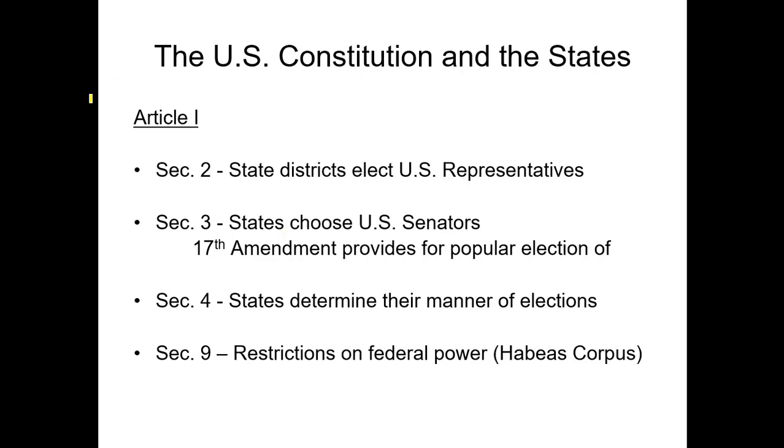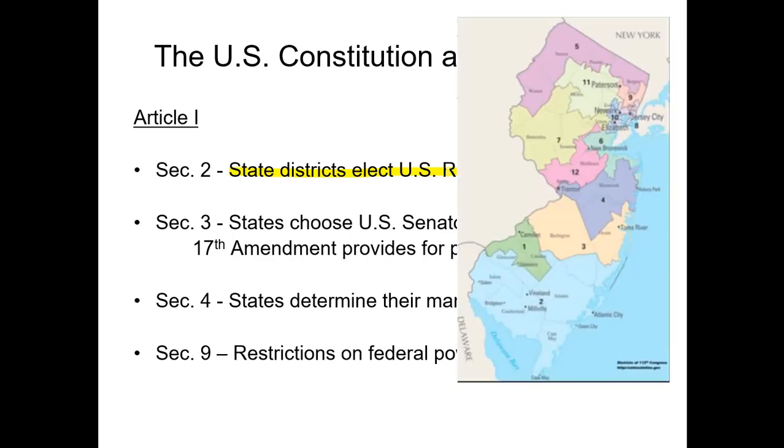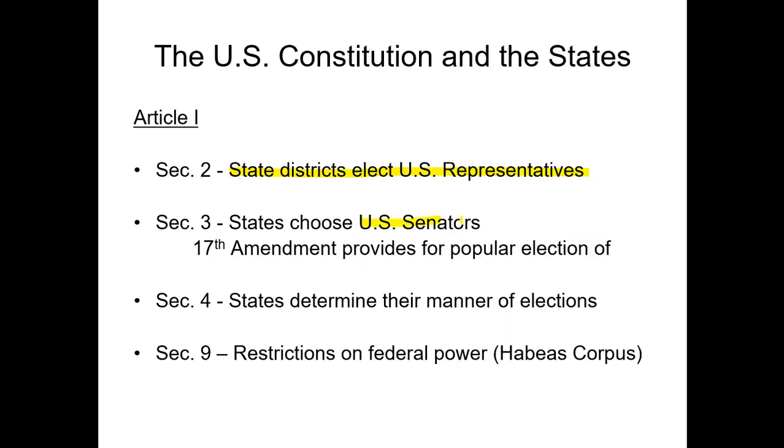So in Article 1, we've already talked about this. The states set up their districts and they elect representatives that go to U.S. Congress. They also choose 2 senators per state. The 17th Amendment, which came along around 1913, shifted that a little bit to where each state holds a popular election, whereas initially the state legislature just chose those 2.